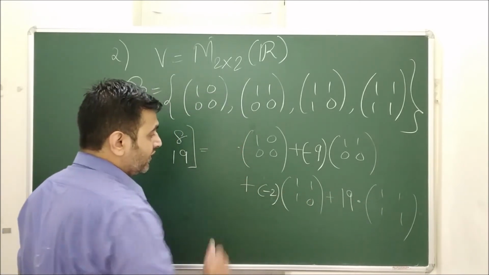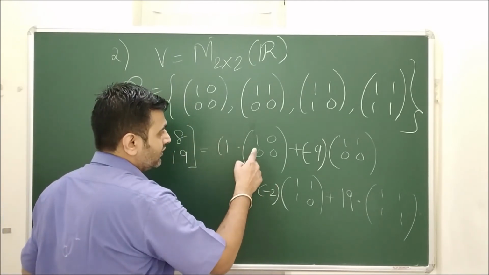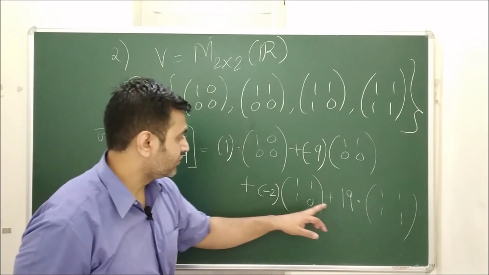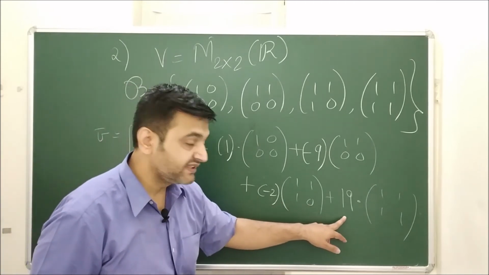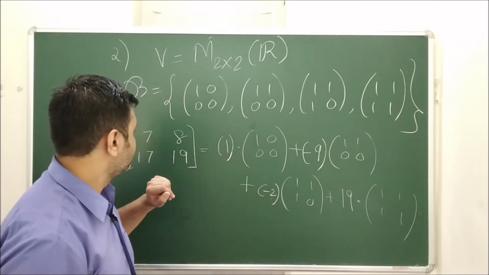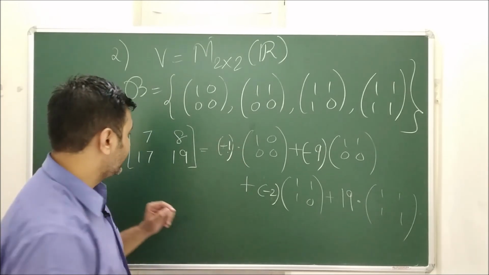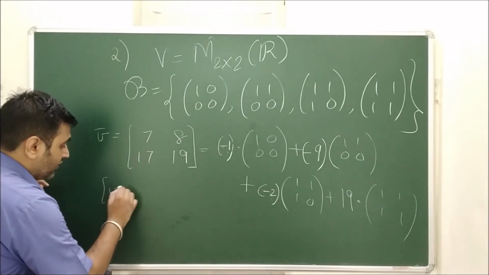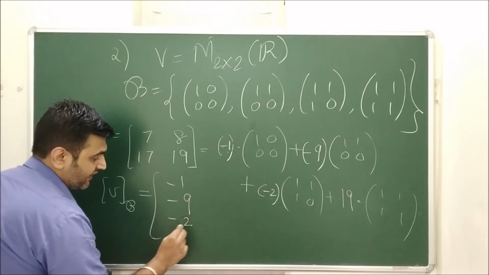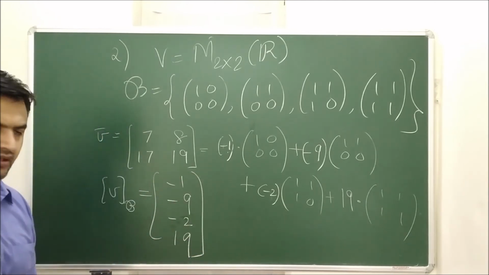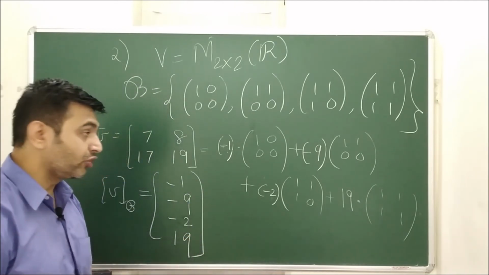And what will be here then? You have 8 over here and you want 7. So it should be minus 1, because minus 9 minus 2 is minus 11, minus 11 plus 19 is 8, and 8 minus 1 is 7. So therefore, for this vector, with respect to this ordered basis, my coordinate vector is minus 1, minus 9, minus 2 and 19. If you feel my calculations are incorrect, you can correct me in the comment section, not a problem. But I hope you got the idea.